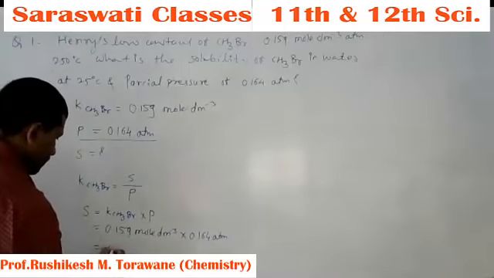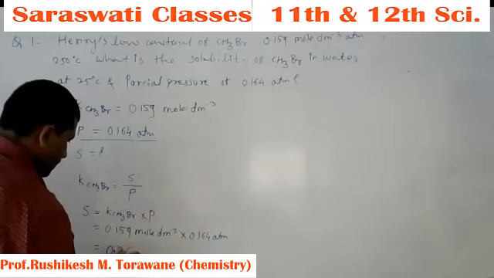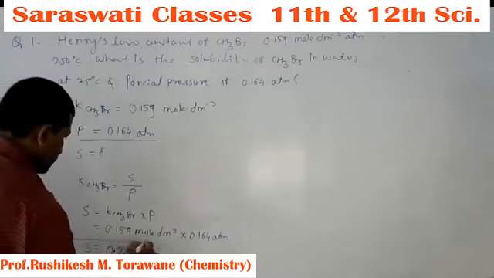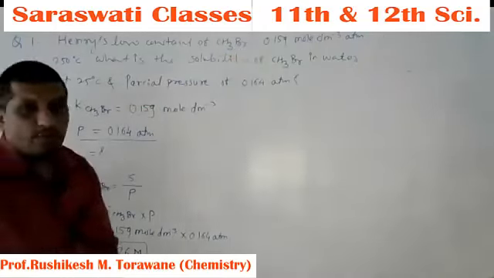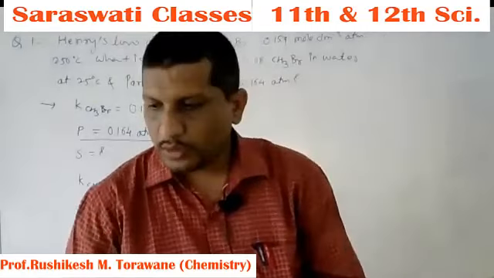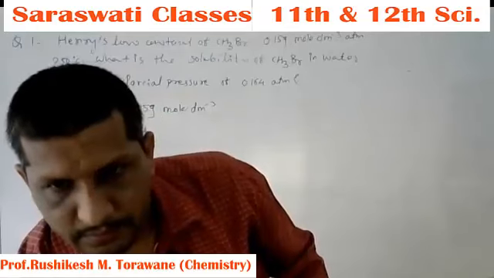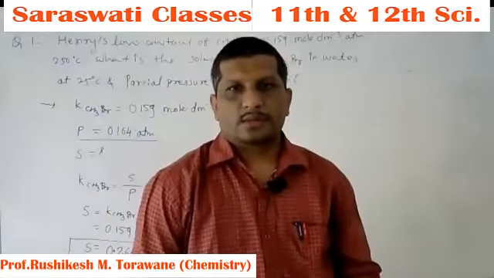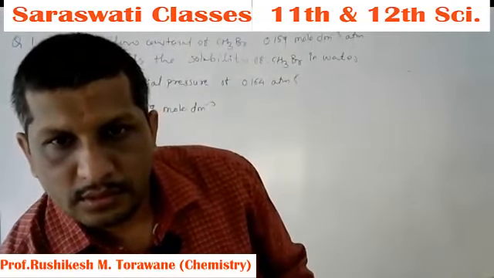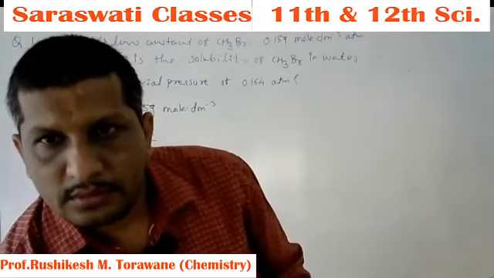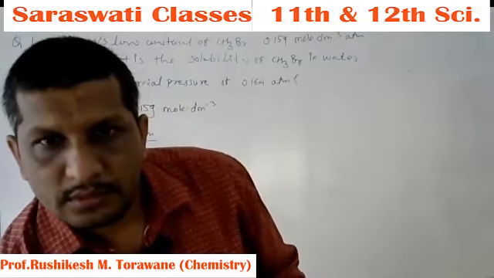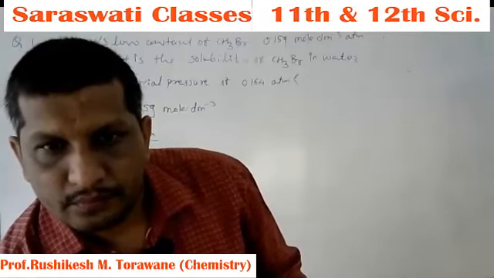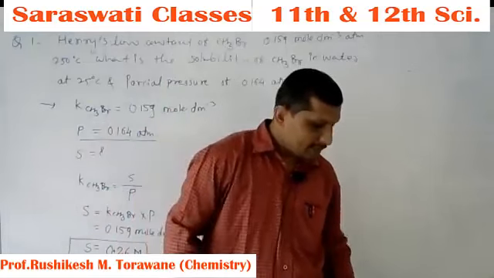What is the answer? Anyone? Solubility of methyl bromide is 0.26 moles. Okay. Next example is also here.